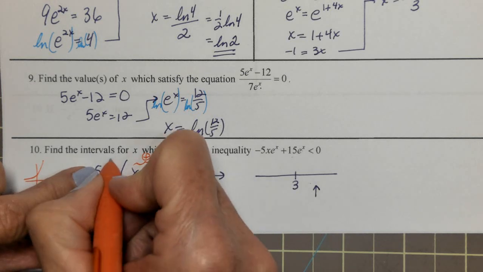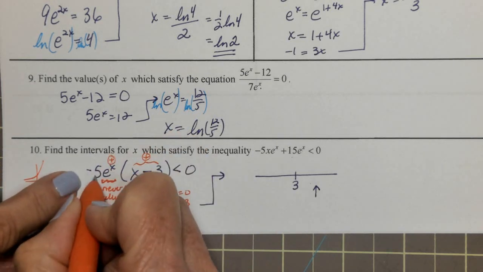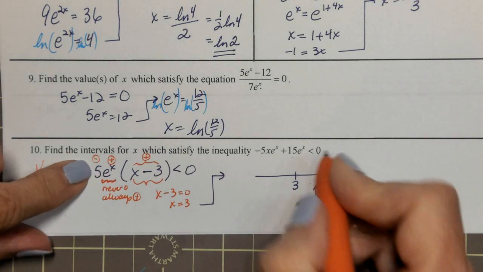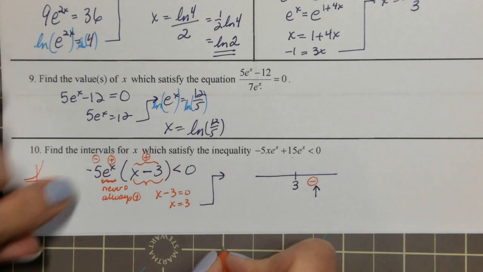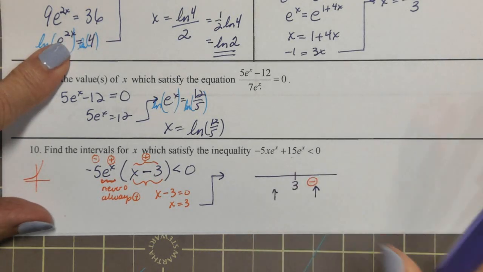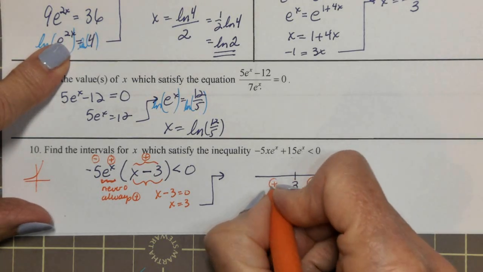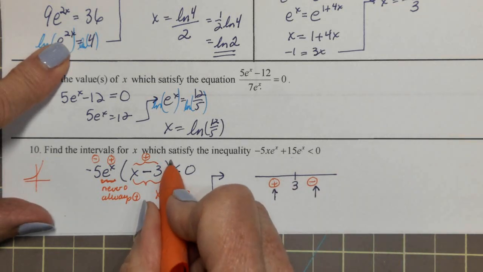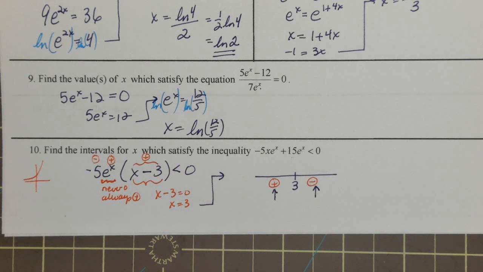This is always positive, but negative 5 is always negative. So this whole thing over here is going to be negative. If I put a number in on this side of 3, I will get a positive. And I know I will because this 3 came from an odd-powered factor, just like we did with rationals.